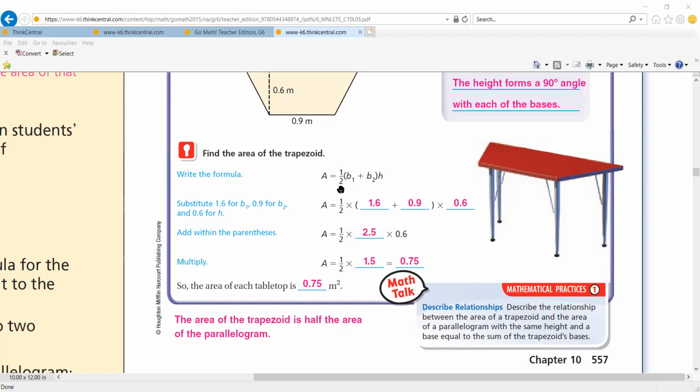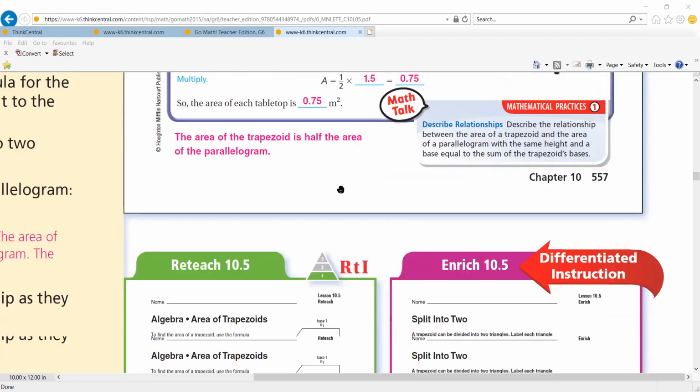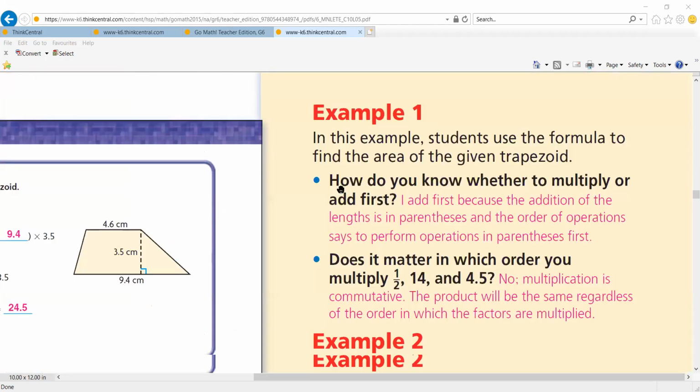Malak, are you back? Malak? I think she's still in the bathroom. Okay, let us go to the next page. Did you finish? Yeah. Okay. Let us go to the next page.